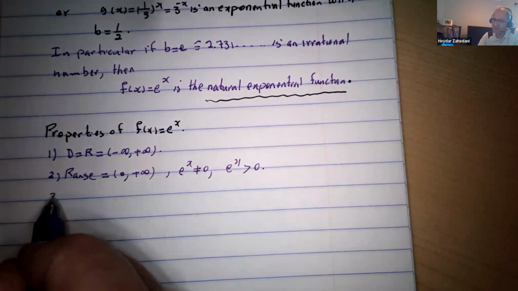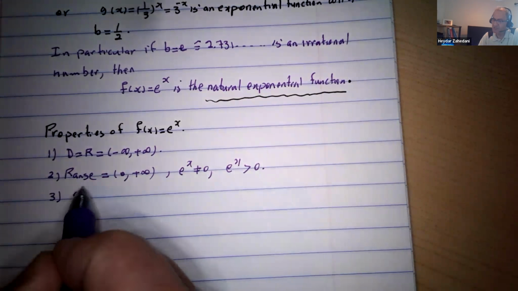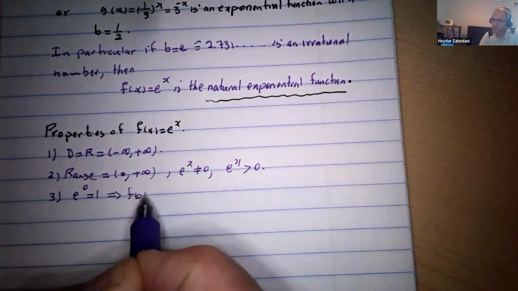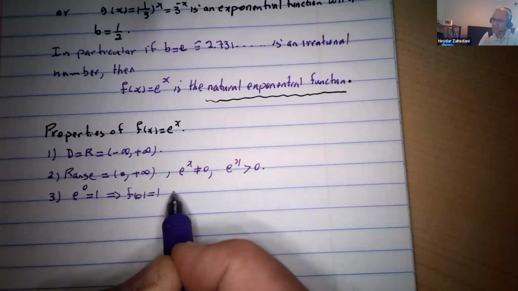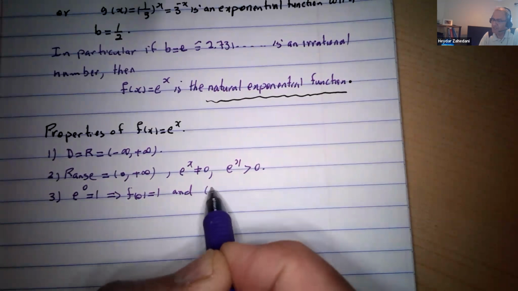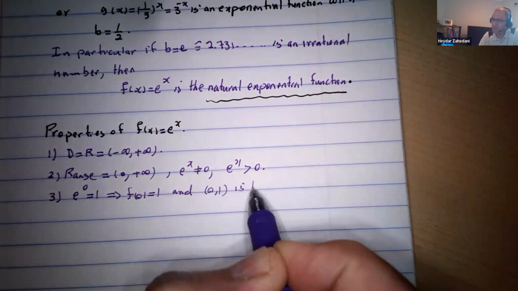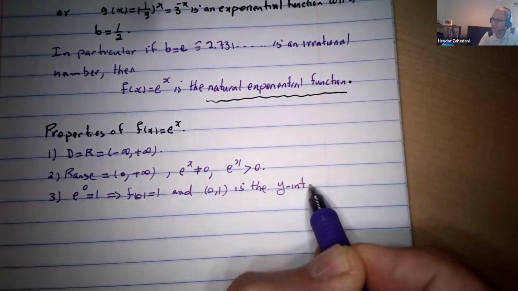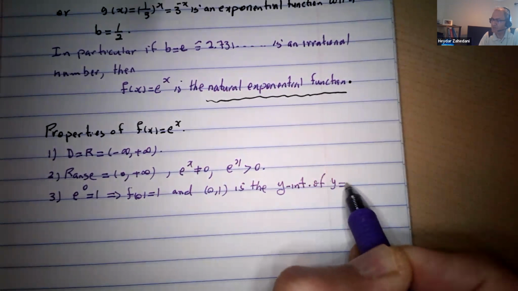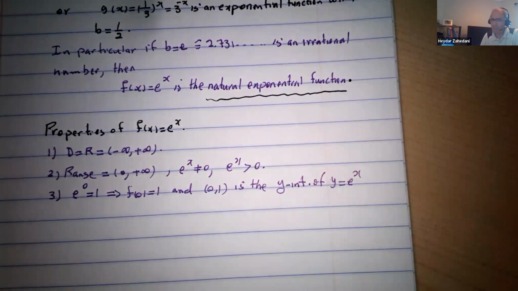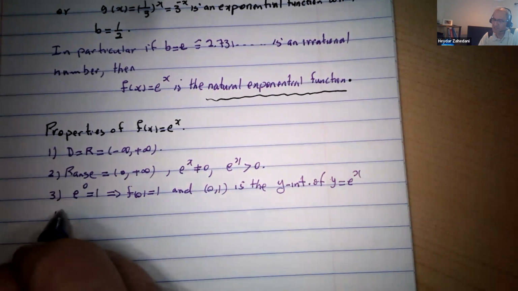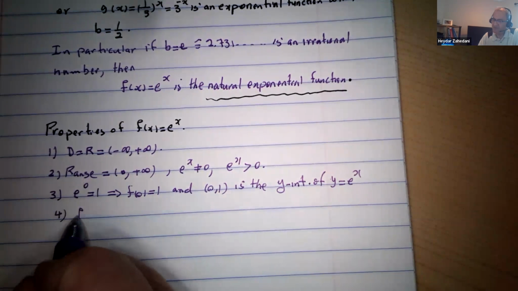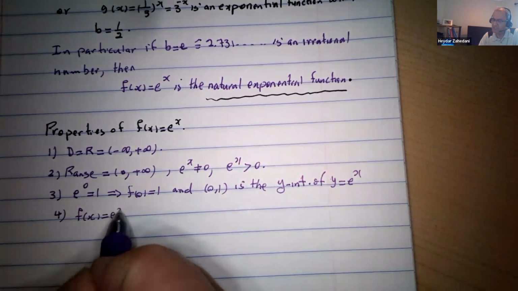Some other properties of this function that we're going to use: e to the 0 is always equal to 1. So this means f of 0 is equal to 1, and so (0, 1) is the y-intercept of the graph of y equal to e to the x. And the other one is that this function is increasing. Okay, so f of x equal to e to the x is increasing.